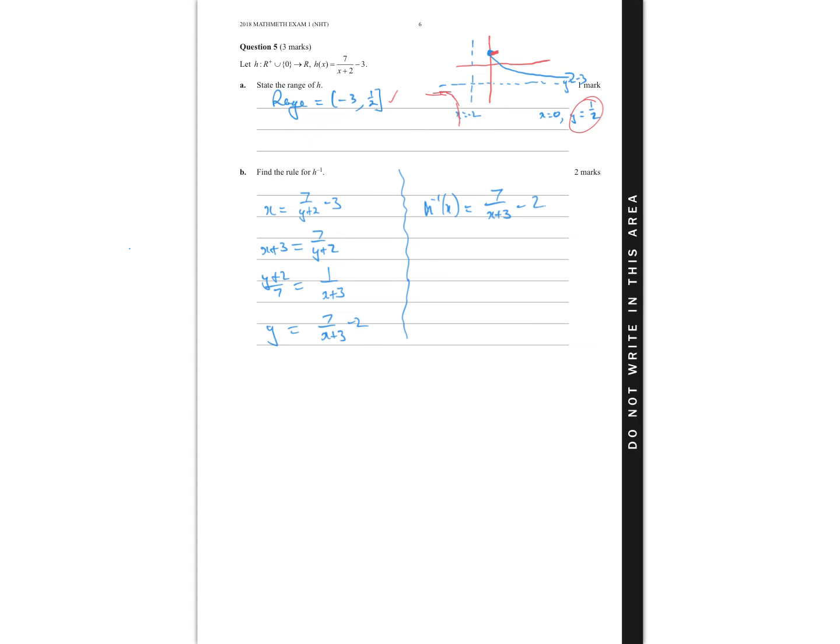Find the inverse function, so swap the x and y values, so I get a plus 3. Reciprocate both sides, I think is probably a nice way. Multiply the 7 across, then subtract 2. Don't forget to rewrite as h inverse of x is equal to 7 over x plus 3, minus 2. Doesn't ask for a domain or a range or anything, so we can just leave it like that.